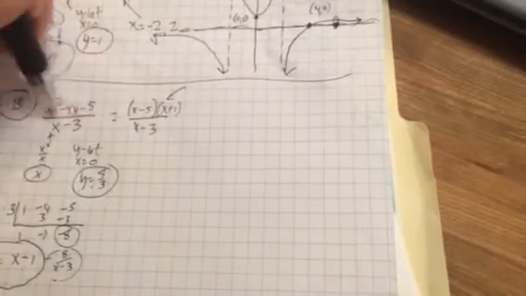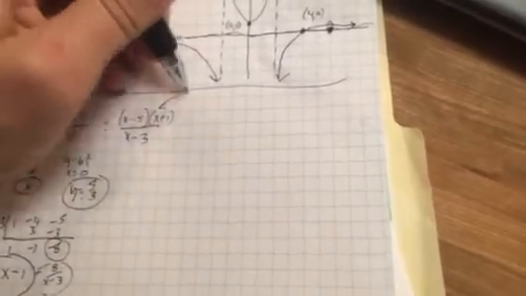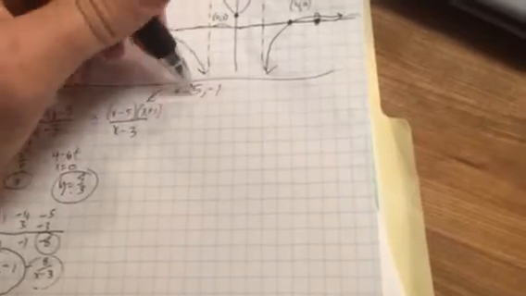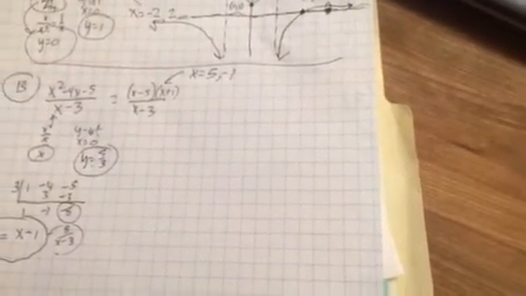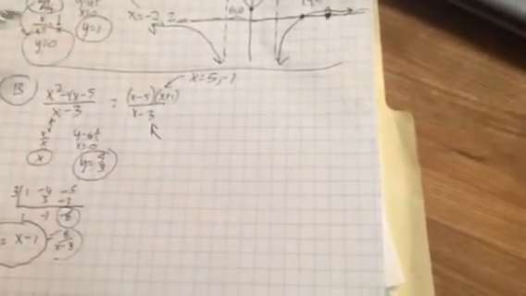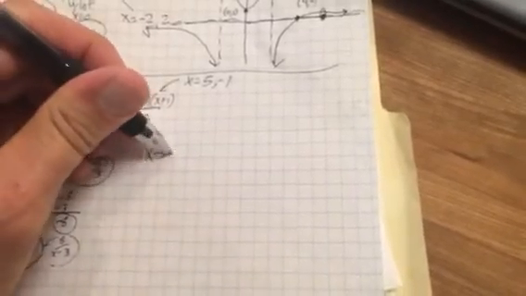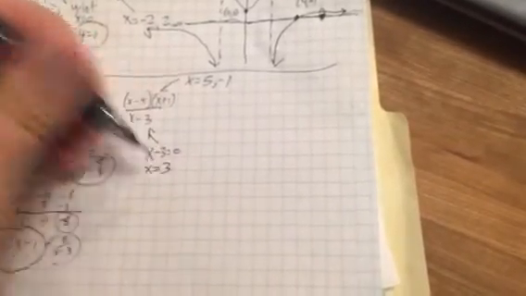X-intercepts, that's when this is equal to 0. Well, it's already factored, well, I factored it. So that's going to happen when x is 5 and x is -1. This has 2 x-intercepts. And then the last piece is vertical asymptotes. What can x not be? That comes from the denominator because I can't divide by 0. So when x is 3, I have a no man's land here.